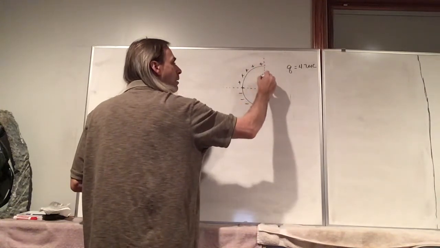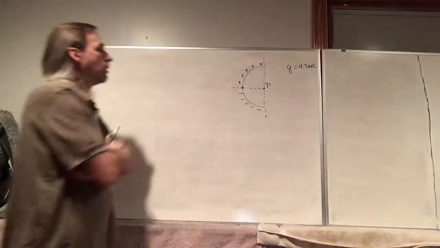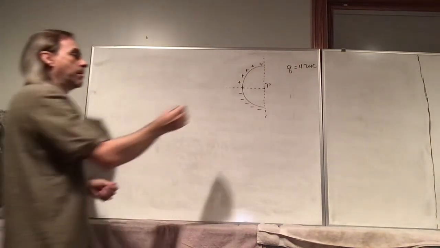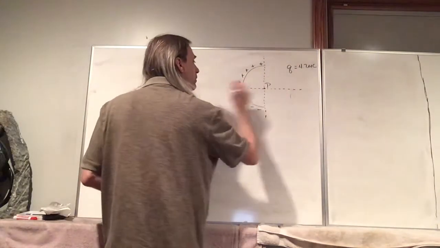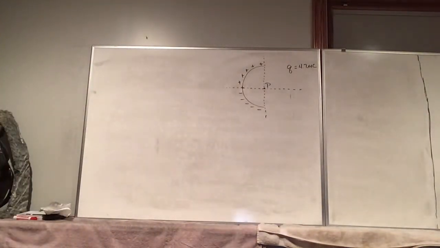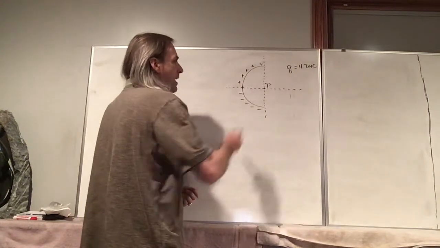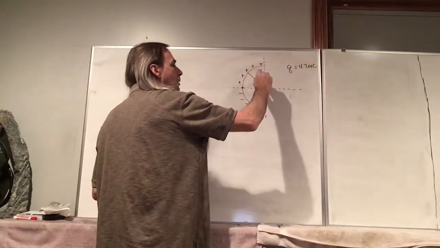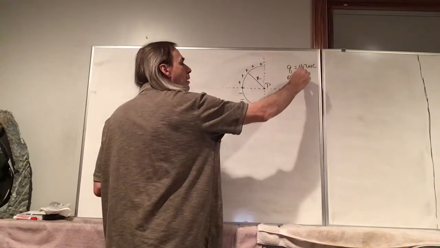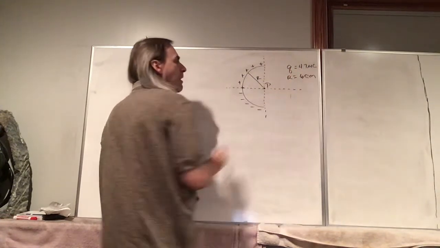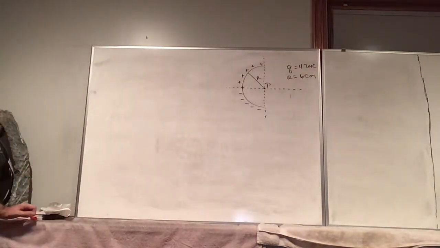Let's draw an XY plane coordinate system. Okay, and we should probably have a radius as well. Say the radius is 6 centimeters. So let's look at how we can find the electric field at point P. We're going to have to do an integral, it looks like.